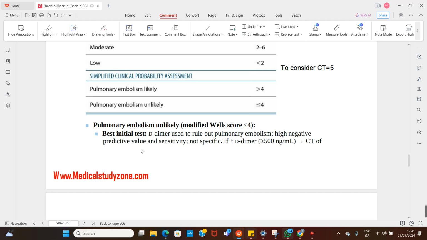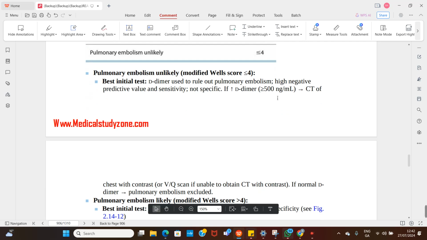It is not specific because there are so many things that can cause the D-dimer to change: pregnancy, trauma, and so on, even if the person doesn't have PE. So that's why it's not specific, but it's very sensitive. So if you do your D-dimer and you are getting a value of 500 or more, you want to progress to do your CT scan. If the value is less than 500, stop. It's not likely to be PE. Just think elsewhere. If it's more than 500 or 500 exactly, continue with your CT scan with contrast.